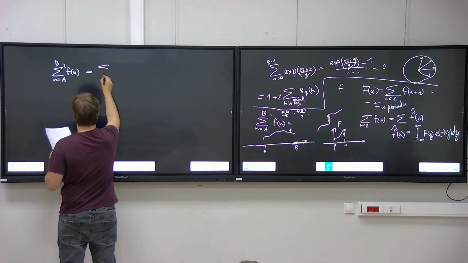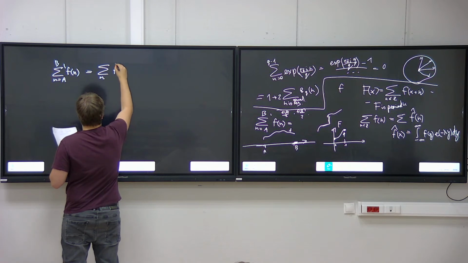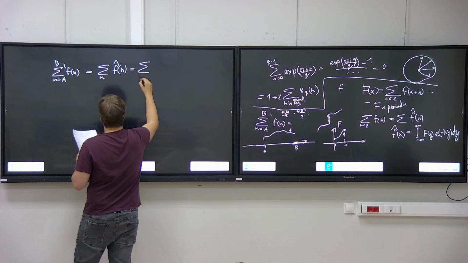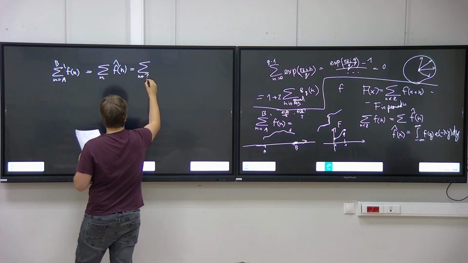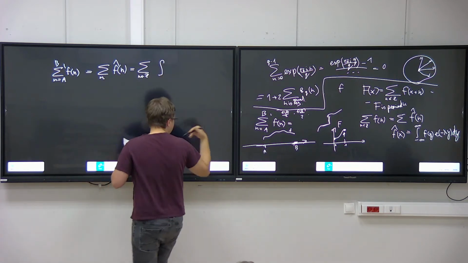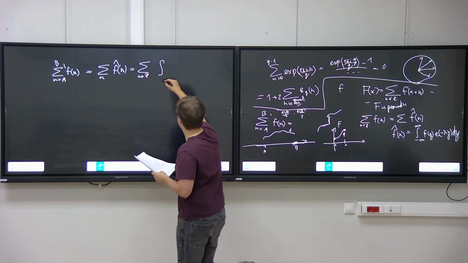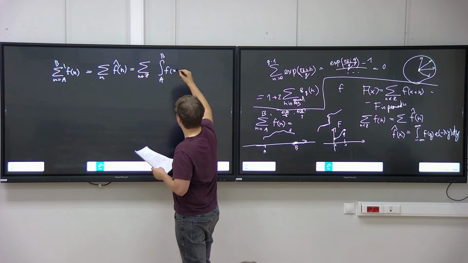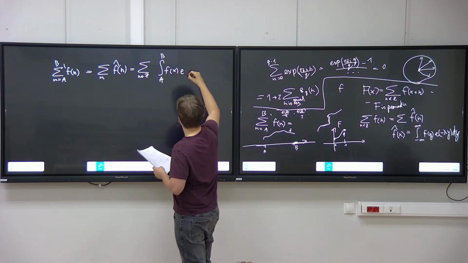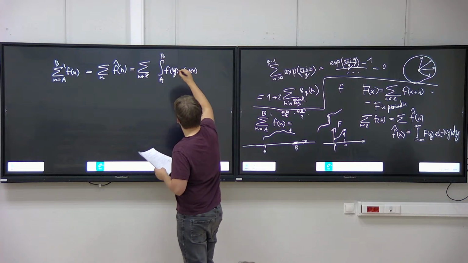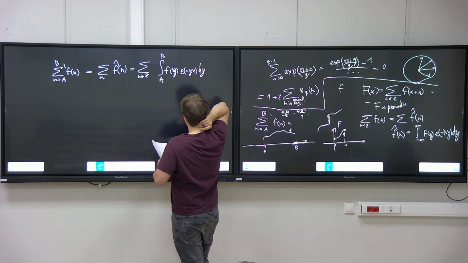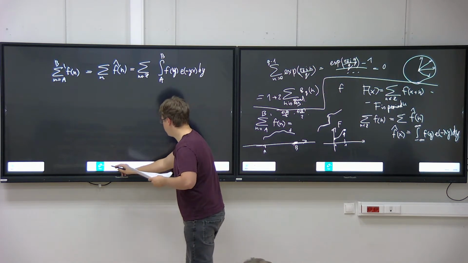This will be our usual formula, sum over n, Fourier transform. And what's this? It's sum over integers, integral, and this integral will be from a to b because it's support of our function f of x, e to the minus ix d. Oh, sorry.